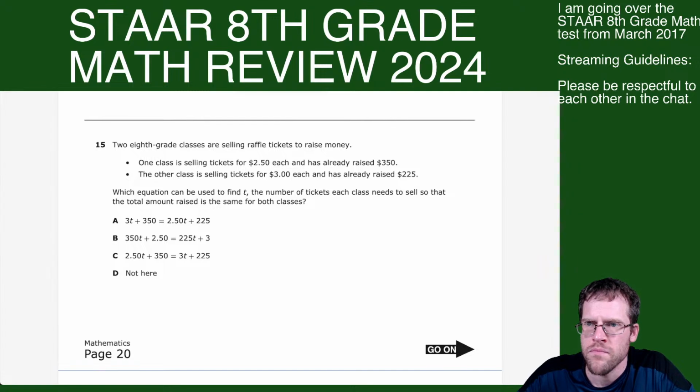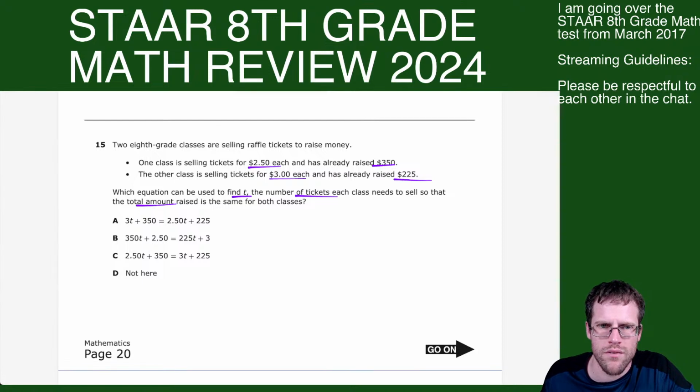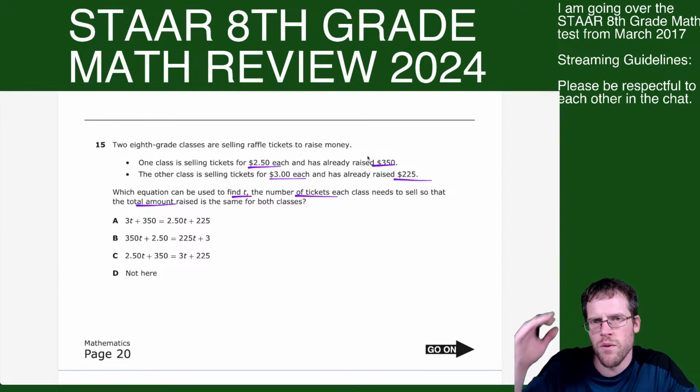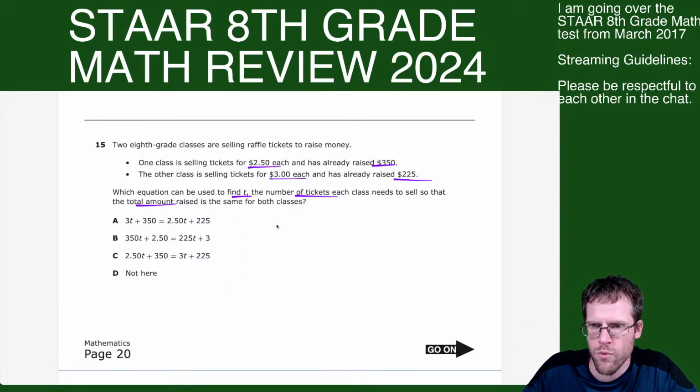All right, let's see. 2 8th grade classes are selling raffle tickets to raise money. One class is selling tickets for $2.50 each and has already raised $350. The other class, $3 each, has already raised this much. Which equation can be used to find T, the number of tickets each class needs to sell, so that the total amount raised is the same for both classes? What I don't like about this question is they're not taking into account how many tickets the students already sold. But whatever, we'll just go with it.